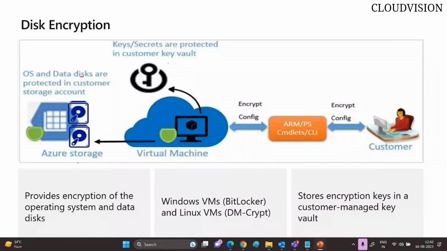To protect my VM, I have to take care of my disk as well, because the disk contains sensitive information.